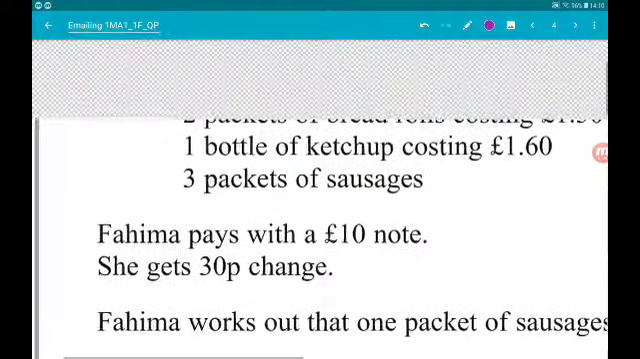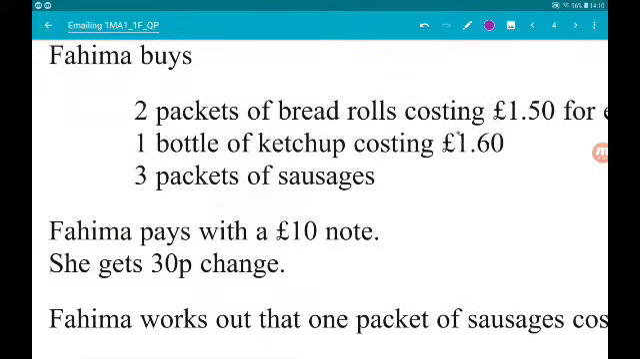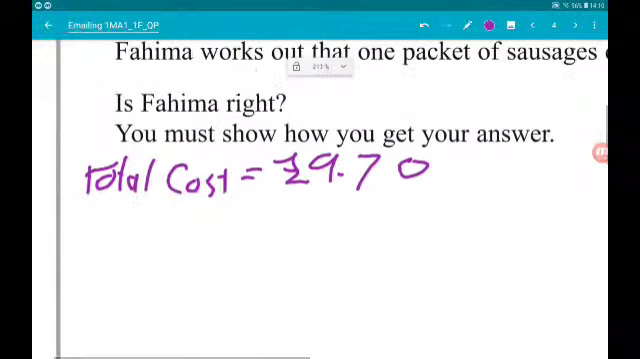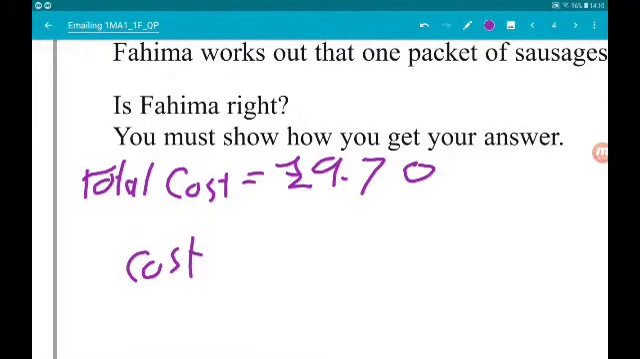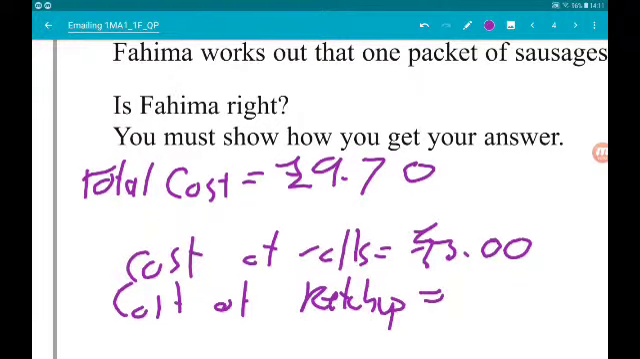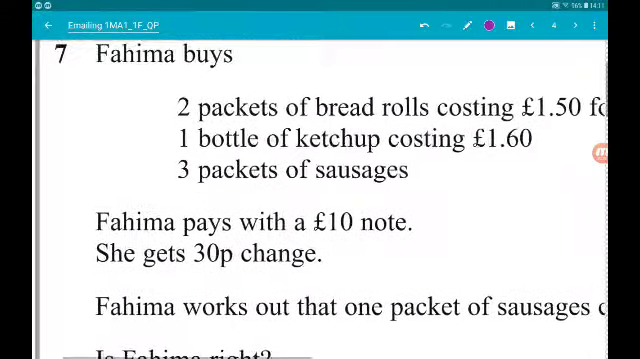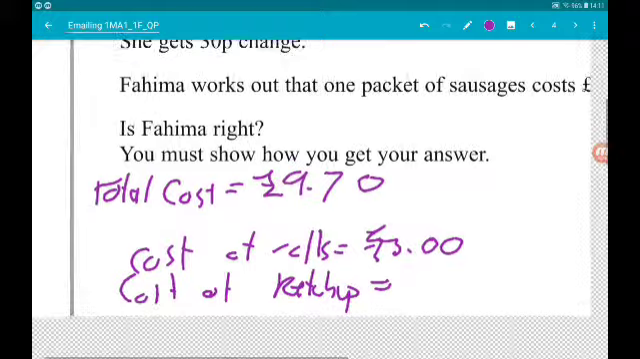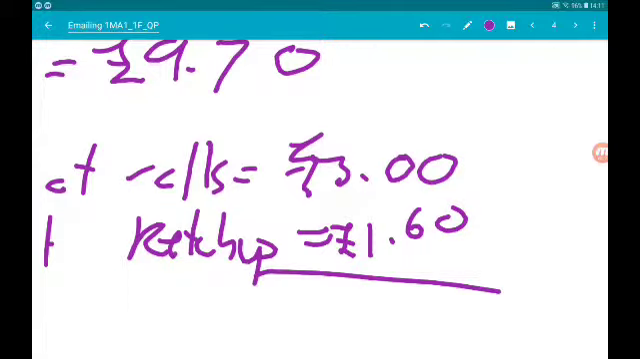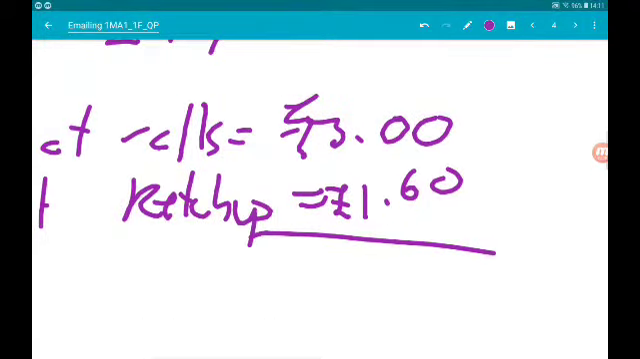So the cost of 2 packets of bread rolls is going to be 2 times £1.50. So the cost of rolls is £3. And we know the cost of the ketchup is £1.60. So, altogether, that's £4.60.